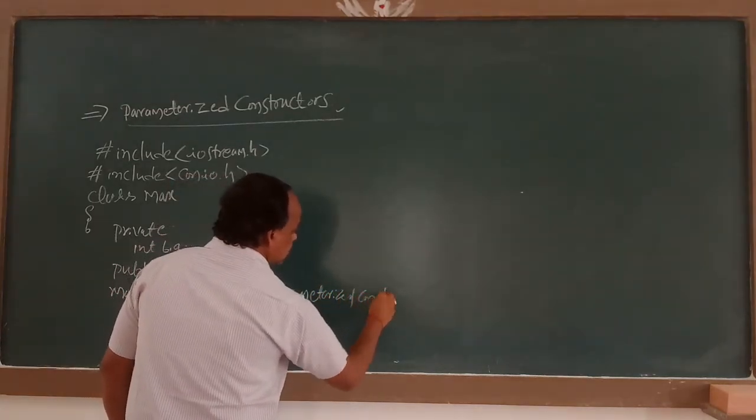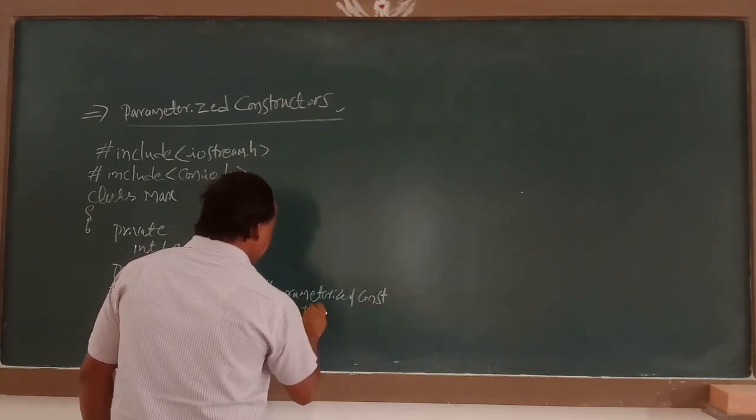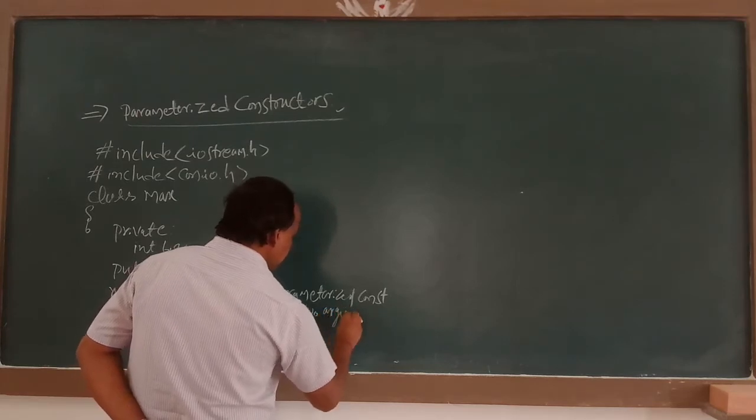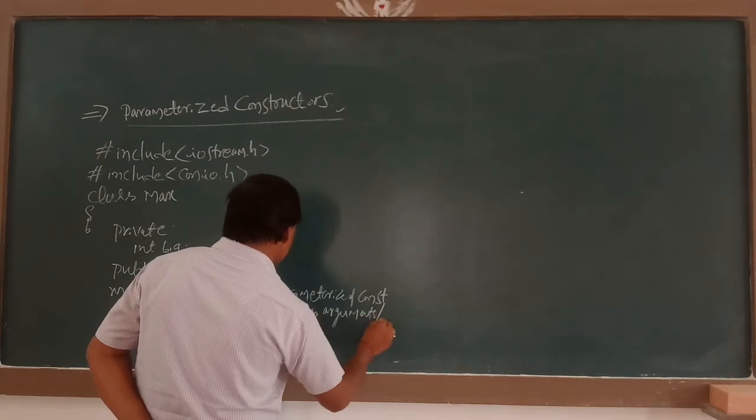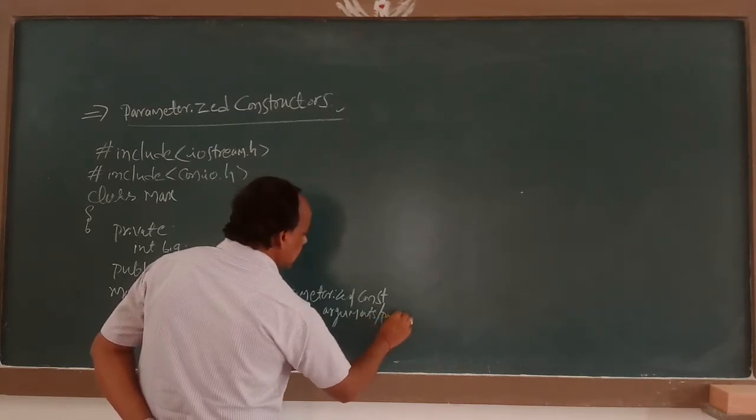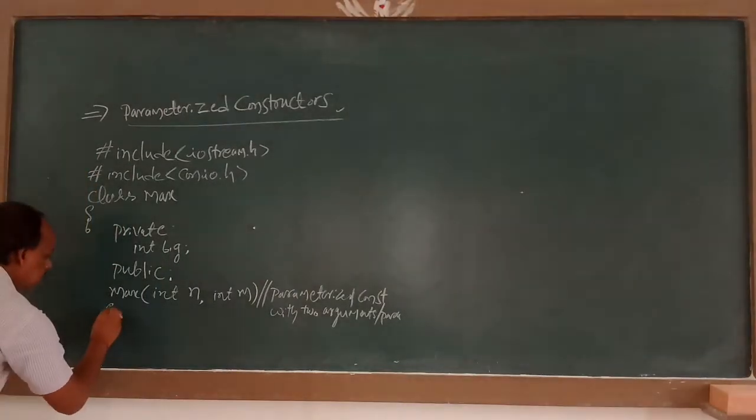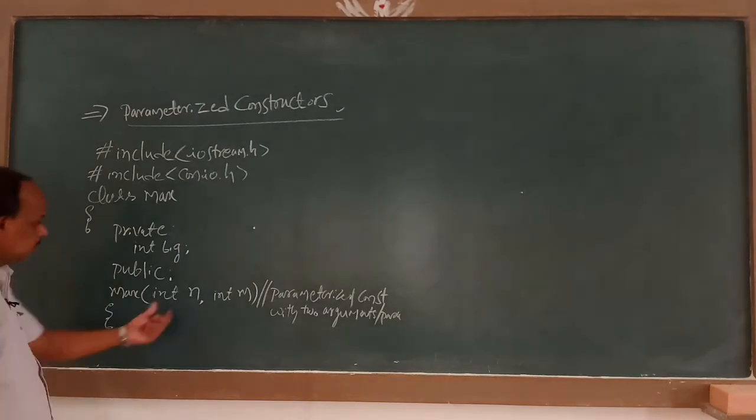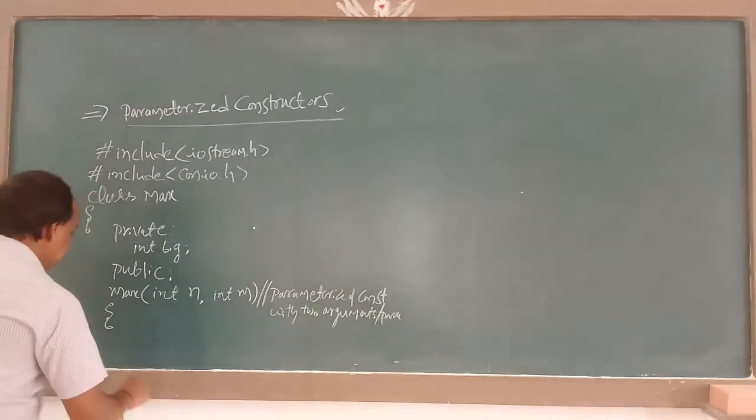Parameterized constructor with 2 arguments, or with 2 parameters, right? Now write the code here. Just how to find the big number among 2, writing an if else statement, right?